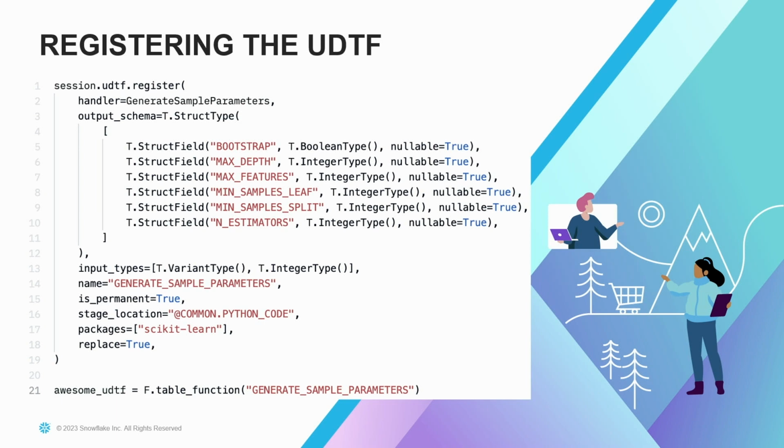If I make this a giant number, make it an infinite number, it's going to give me all combinations. But if I want to do random search, I can say, hey, give me 32 random combinations of hyperparameters so I don't have to go through all of them and speed this up. And so I created awesome UDTF, which is just going to be my user-defined table function.